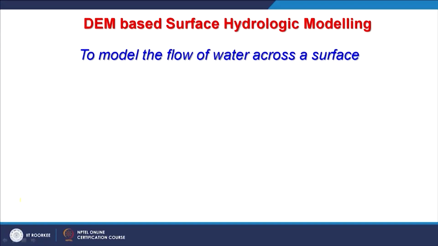So, we will discuss in 2 parts. So, let us start. As you know, whenever we say the word model, here there are 2 models: one is the digital elevation model and then surface hydrologic modeling. Surface hydrologic modeling is to model the flow of water across a surface, and the surface here is the digital elevation model. So, we are using one model to model the water flow over the surface, and specifically I have used the term over the surface.